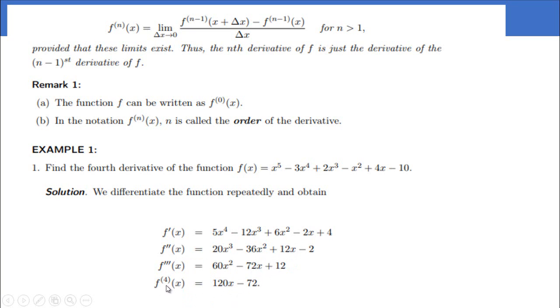This is fourth order in x. That is 120x minus 72. So, it is not easy to get the fourth derivative if you don't go through the first, second, and third.